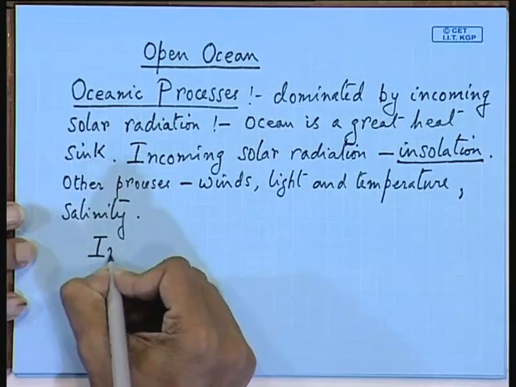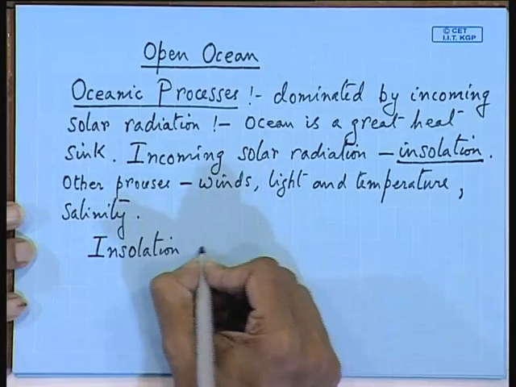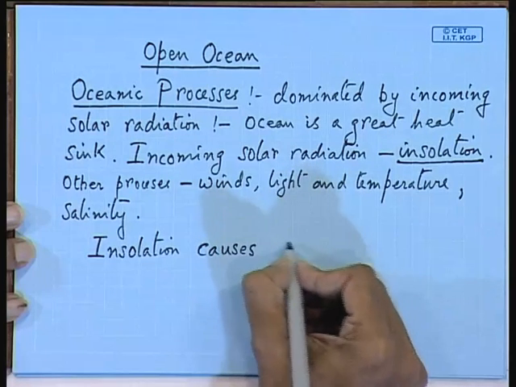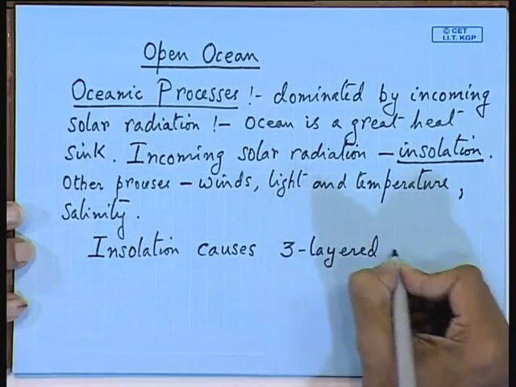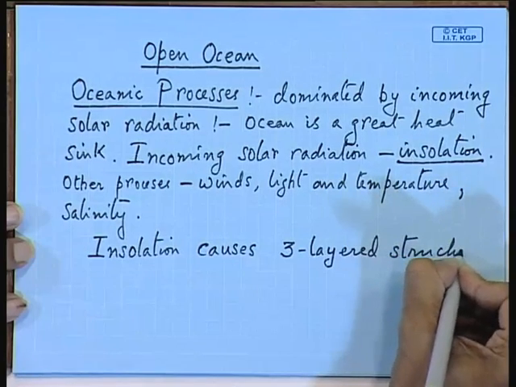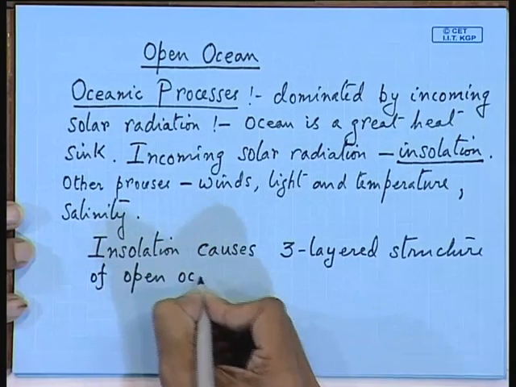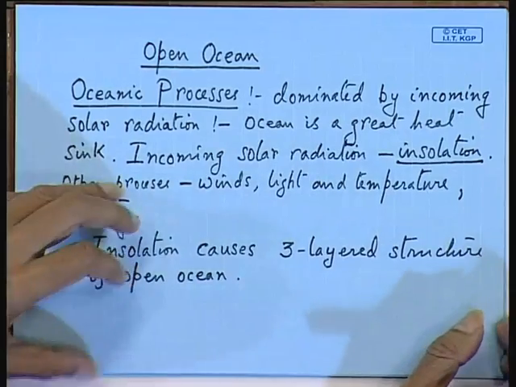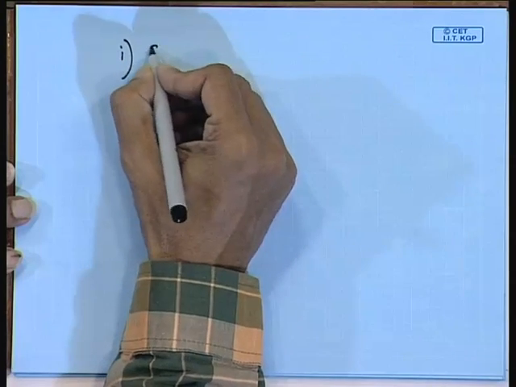Now, this phenomenon of insolation causes a three-layered structure of open ocean. So, the main water body in the ocean is divided into three distinct strata. Now, from this diagram you can see what these strata are. You will find the first one is called surface zone.